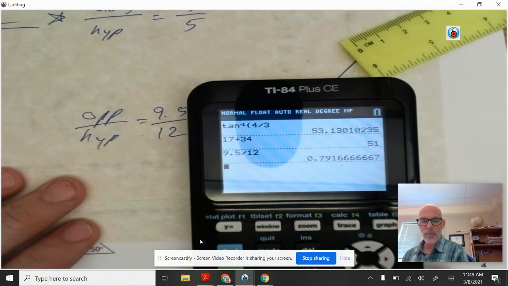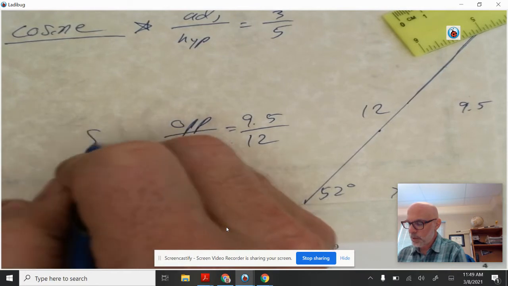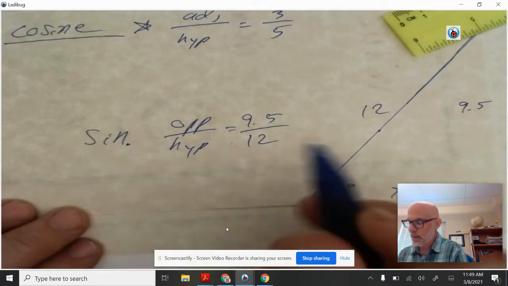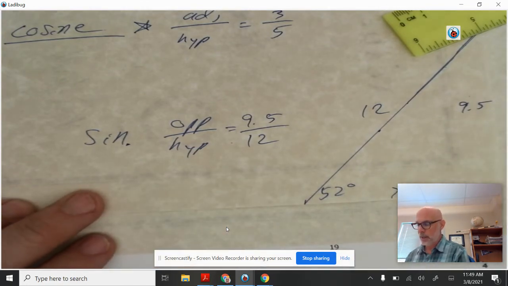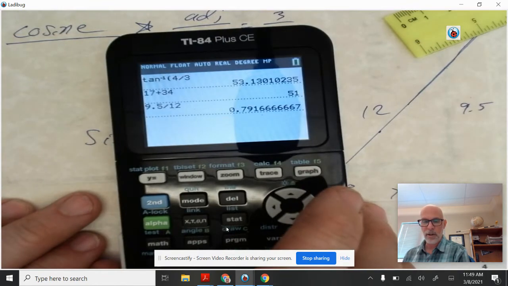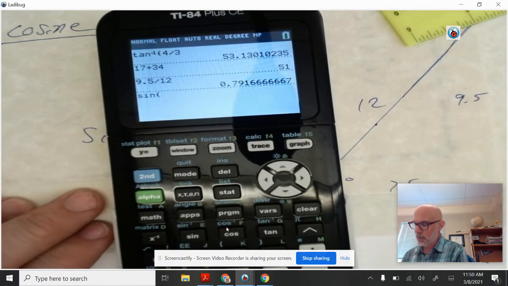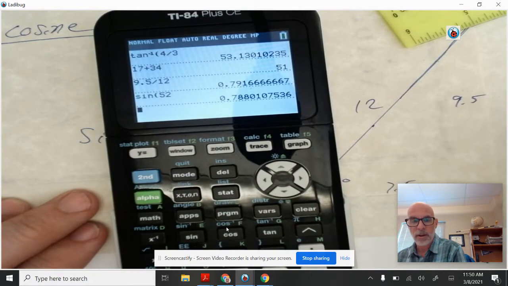9.5 over 12 does have a decimal to it. Okay, 0.7916. We also said, do you recall what we said the name of this was? It's called the sine ratio. We simplify it, S-I-N. All right, and if you're thinking about it, yes, that is in our calculator. Okay, I could just type in the sine of 52 and look that ratio up. See, I was pretty close with my just really quick measurements right there.